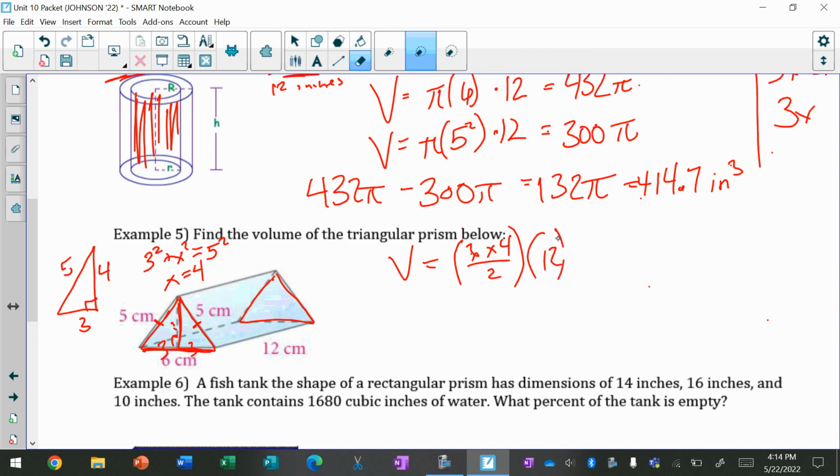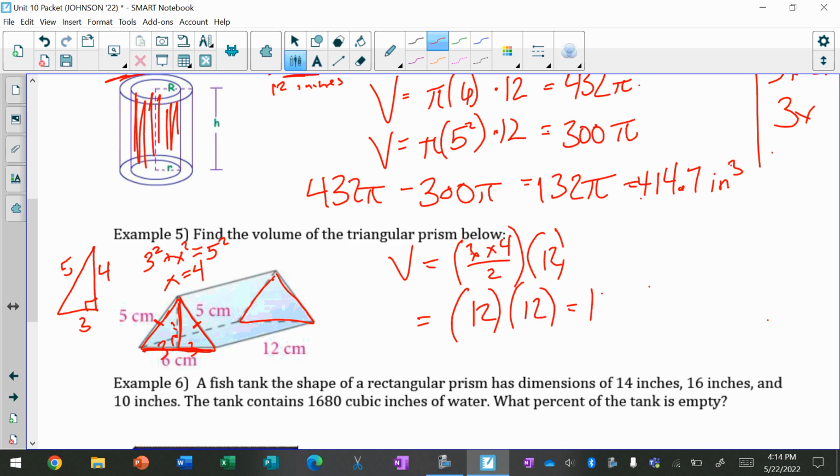So the area of the triangular base is 6 times 4 divided by 2. That's going to be 12. The distance between them is 12. And 12 times 12 is 144 centimeters cubed.